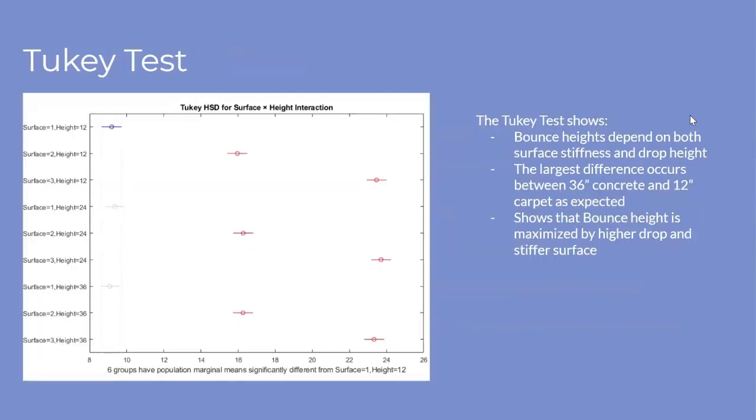Here's our Tukey test. Not sure if I said that right, but it does show us that if we want to maximize bounce height, i.e. the amount of energy transferred, we can choose the stiffest surface, which in our case was concrete, but obviously since this is a relation, it could be any surface in application, as well as maximizing the drop height or initial energy. And as we can see, the greatest difference is, of course, between the highest drop height and the stiffest surface, and the lowest drop height and the most elastic or plastic surface.